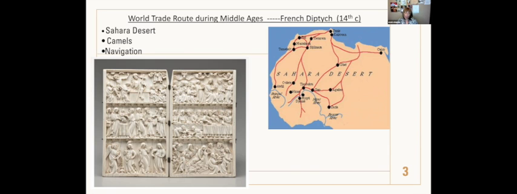So I use geography with every lesson. And again, I use a piece of art for every lesson too. Now, this is a French diptych from the 14th century, right in the Middle Ages. And it's made out of, what do you think? What does it look like? Take your mute off or put it in the chat.